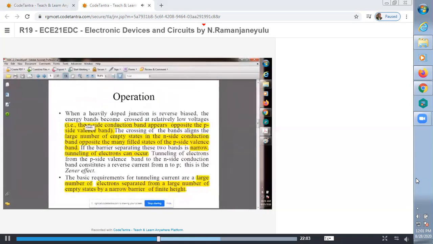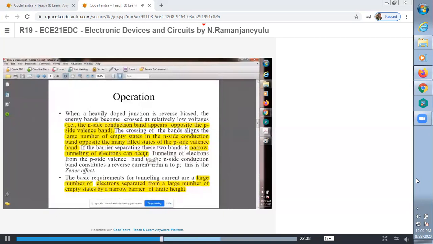That is, the N side conduction band appears opposite the P side valence band. The crossing of the bands aligns the large number of empty states in the N side conduction band opposite the many filled states of the P side valence band. If the barrier separating these two bands is narrow, tunneling of electrons can occur, right? If these two conditions exist, then tunneling of electrons is possible.